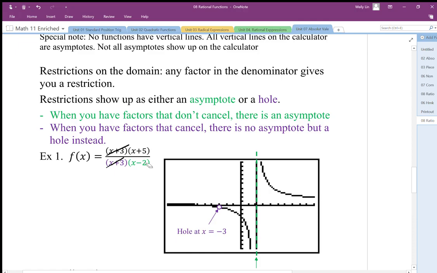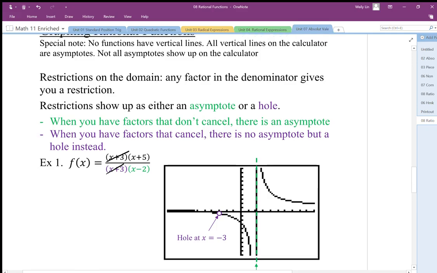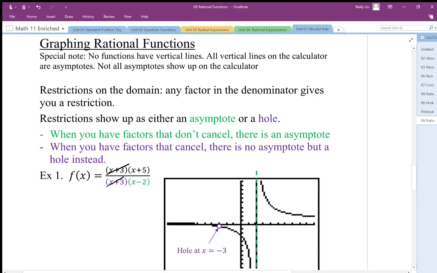Whereas here we actually end up dividing by 0. As we get close to 0, we're going to end up dividing by 0, so it's going to go shooting off to infinity and negative infinity down here. So the restrictions are important. We have to understand that there are restrictive values. The restrictive values in the denominator give us two possibilities: when they cancel, you get a hole. When they don't cancel, you get a vertical asymptote.